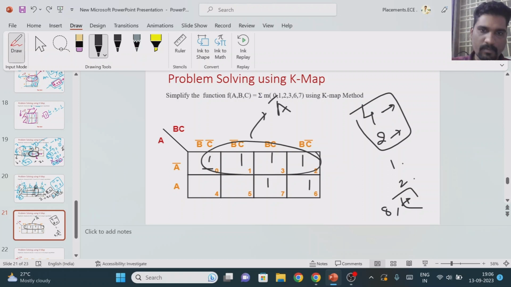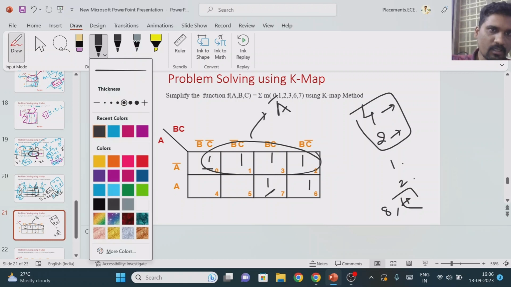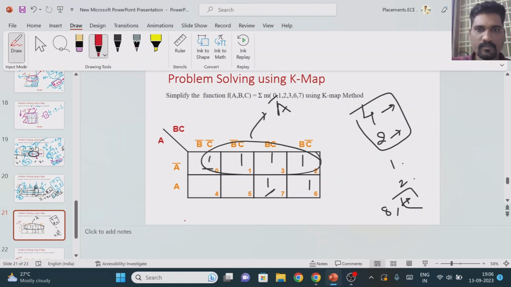Now we'll start from here. You can start from anywhere, that is your wish. Just check for this cell, is there any grouping of 8 ones? No. Is there any grouping of 4 ones? See, this is important. Many people make a mistake here. Overlapping is allowed, and one very important point is that we need to group the maximum number of ones.